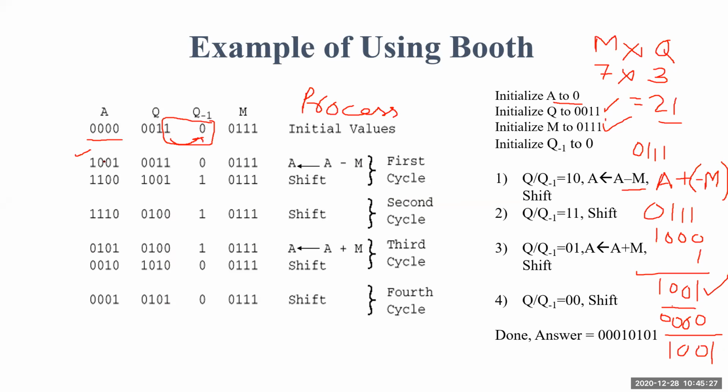You are supposed to do arithmetic right shift. In the arithmetic right shift, you will be doing the same thing. This number will be written again down in the same position, and whatever the number is there, the same number will be taken down. Then afterwards that number will be shifted to the right.